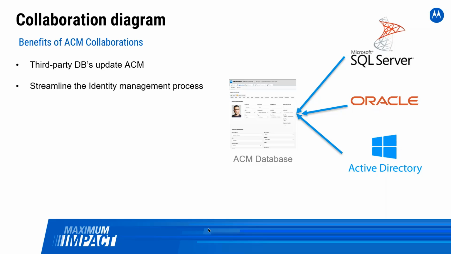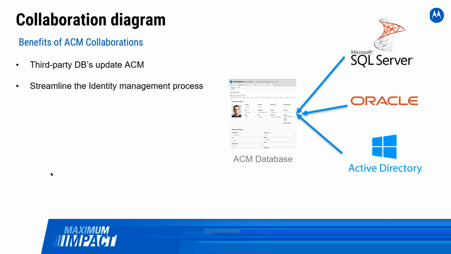Some of the benefits of using those collaborations are that the third-party database updates ACM, but ACM does not have the ability to update those databases. So that makes it a very easy conversation with IT personnel, who are concerned most of the time about who's updating their database. So ACM does not have the ability to update SQL, Oracle, or Active Directory databases. It only works in one way, from the third-party database into ACM.